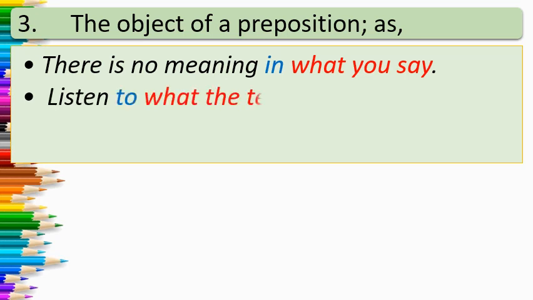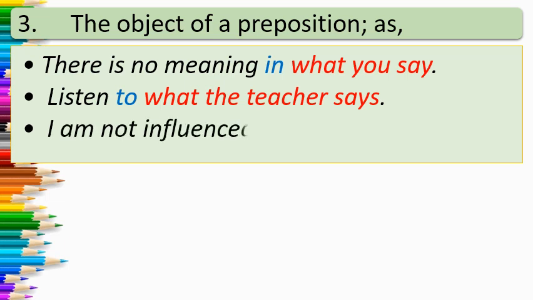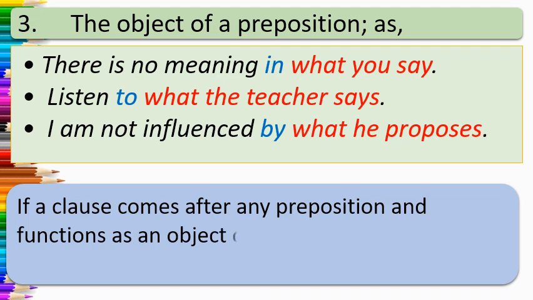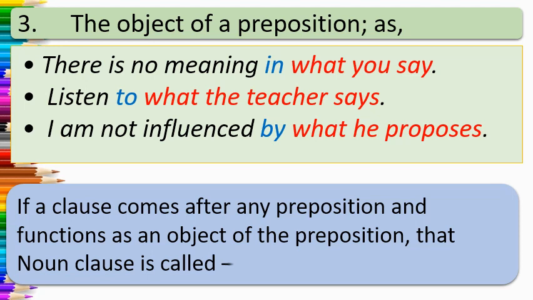Number two, listen to what the teacher says. Again, to is here a preposition, and what the teacher says is an object. Number three, I am not influenced by what he proposes. So here by is a preposition and what he proposes is an object. So if a clause comes after any preposition and functions as an object of the preposition, that noun clause is called the object of a preposition.